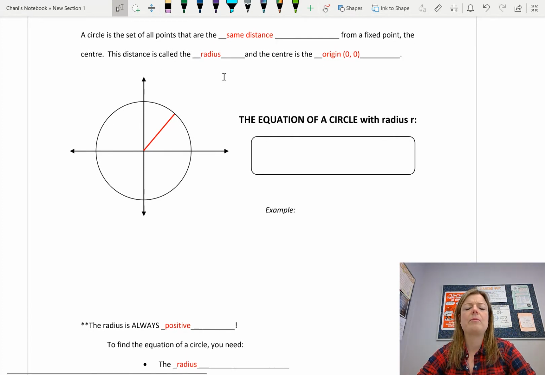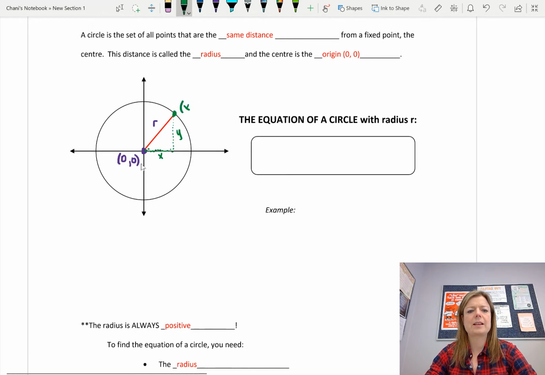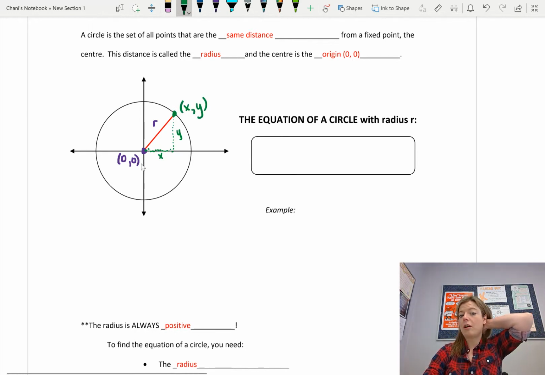A circle is a set of all points that are the same distance from a fixed point, the origin. We can label this origin, and it is 0, 0. This distance is called the radius, and we'll call it r. Now, where does the equation x squared plus y squared equals r squared come from? Let's pretend that we create a right angle triangle. Here we have our x distance, and here we have our y.